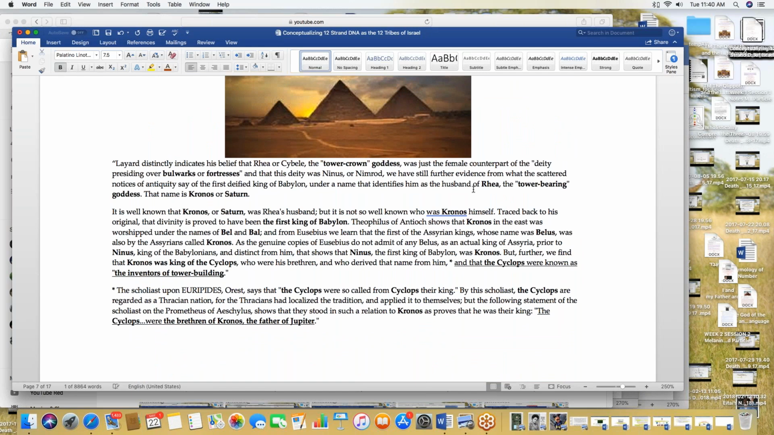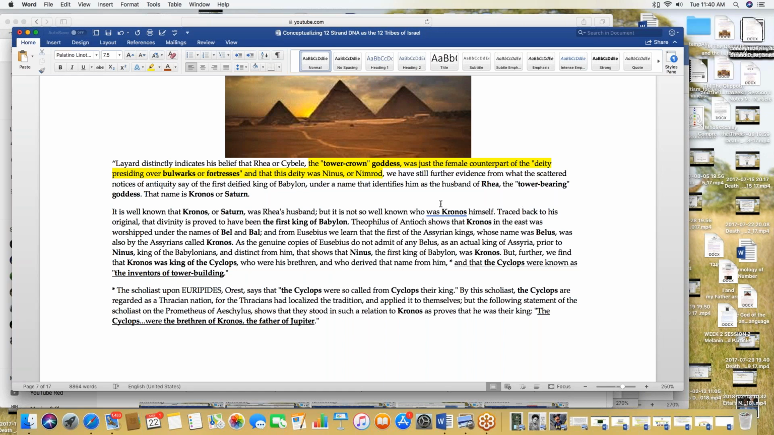So this tower crown goddess was the female counterpart of the deity presiding over bulwarks and fortresses. And that this deity was what? Ninus or Nimrod. Are we putting this together? Genesis. Yeah.